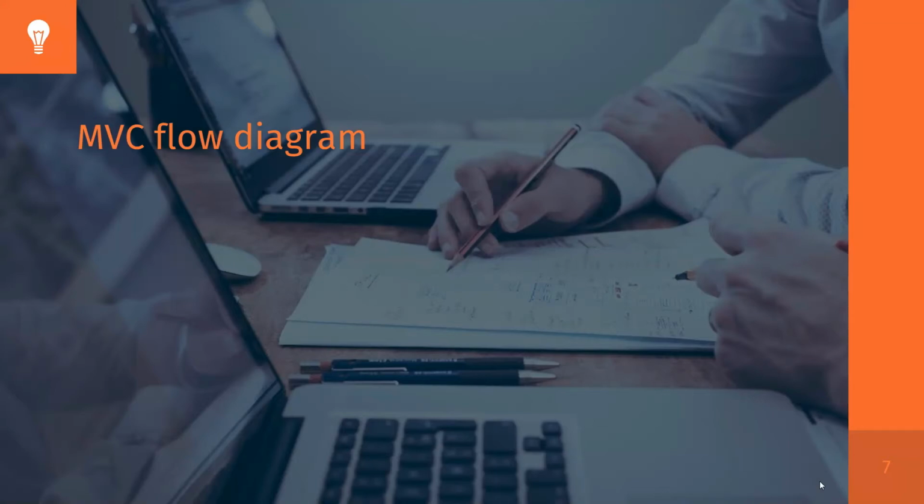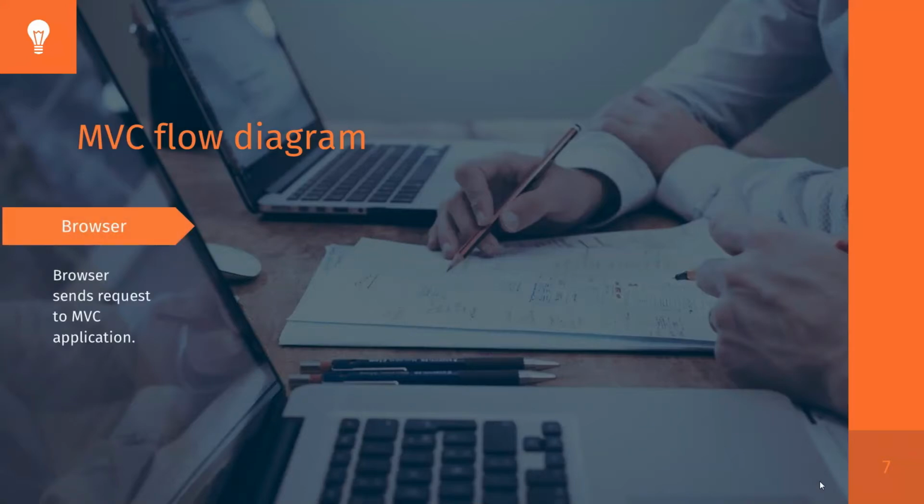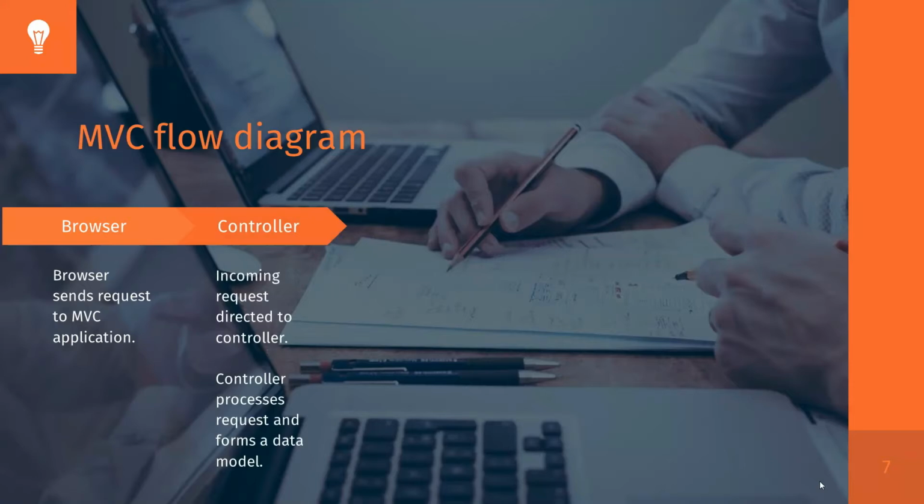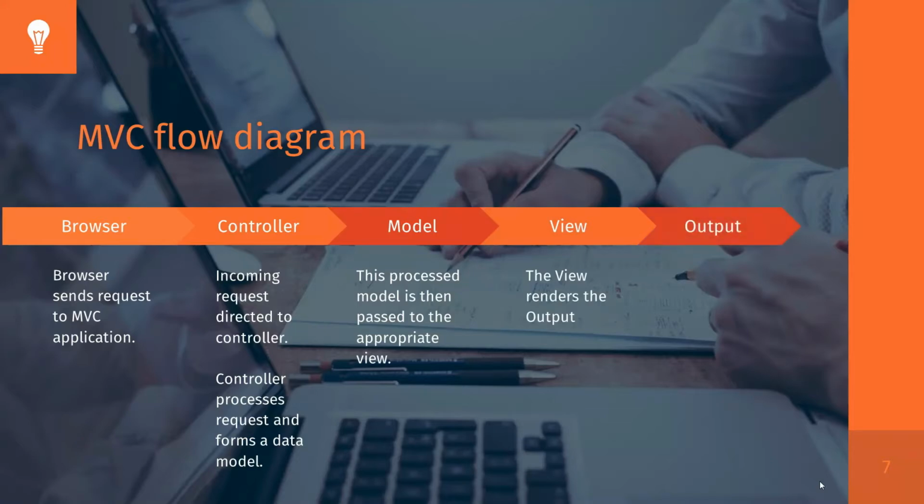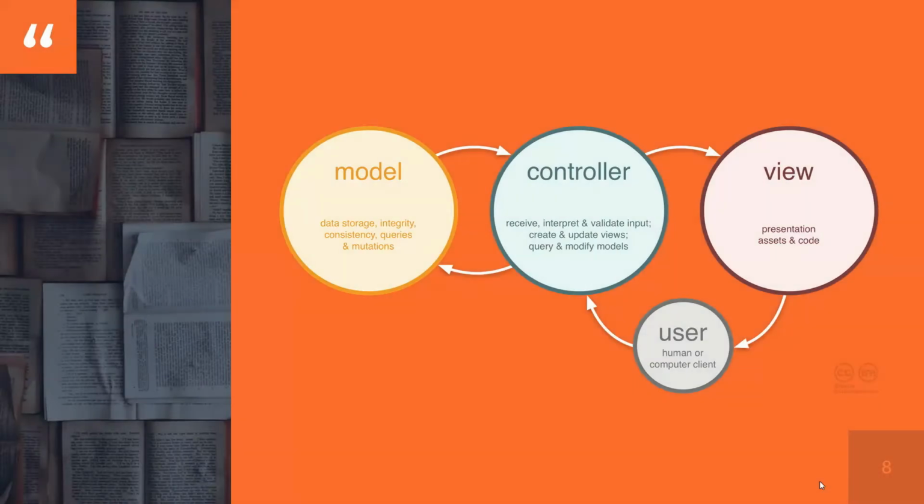Okay, so now let us take a look at how the execution of an MVC application takes place when there is a certain request from a client. This is the following diagram. Supposing that a browser sends a request to an MVC application, that incoming request will be directed to the controller. The controller processes that request and forms a data model. This processed model is then passed to the appropriate view, and the view renders the output. Now we should take note that the model and the view don't directly interact with each other. They go through the controller.